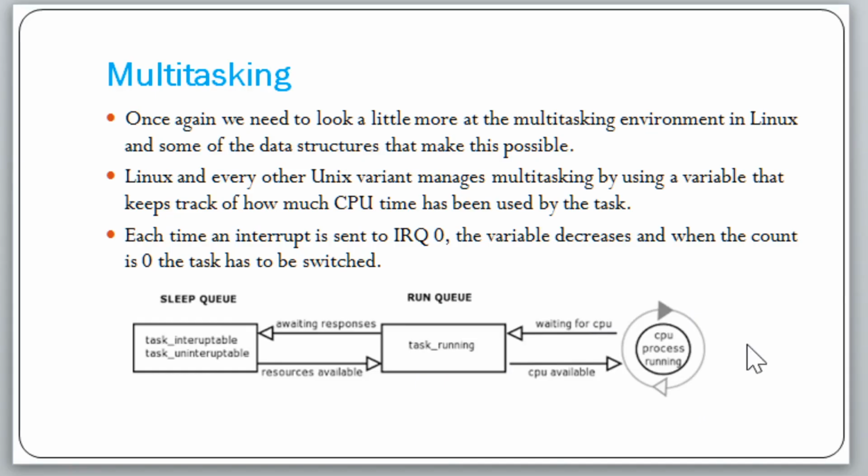So we see here in our little graph, we have our sleep queue. We have task interruptible and task uninterruptible. We have resources available, so the task runs, there's CPU available, CPU's running, and then coming back, we're waiting for the CPU and the task to run, and we're waiting for responses, and then it's back in the sleep queue. So every processing job is given cycles on the CPU. It's given cycle time, and it can only run when its time is available.